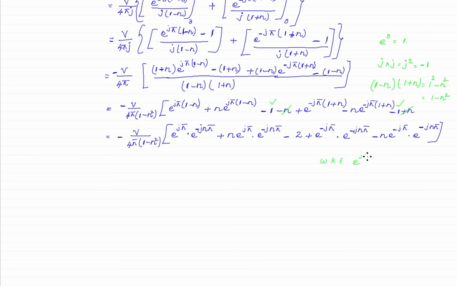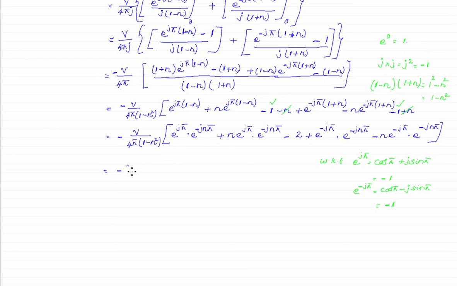We know that e power j theta can be represented as cos theta plus j sin theta. So e power j pi can be written as cos pi plus j sin pi, which is equal to minus 1. Similarly, e power minus j pi can be represented as cos pi minus j sin pi, which is also equal to minus 1.